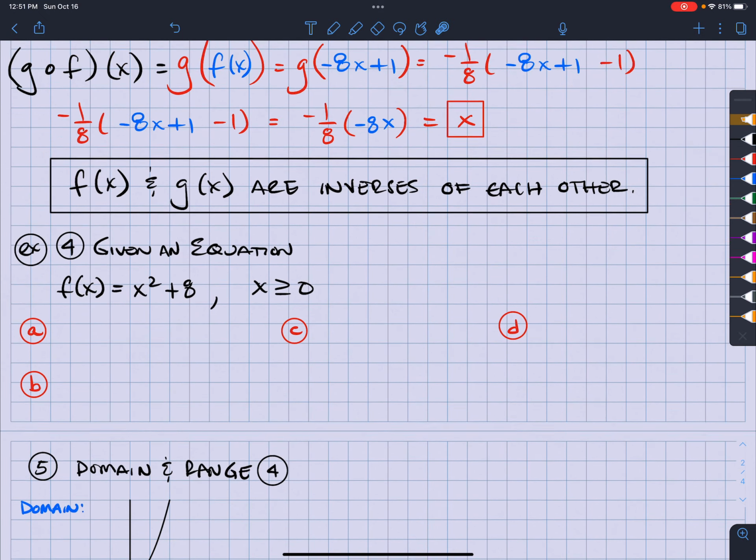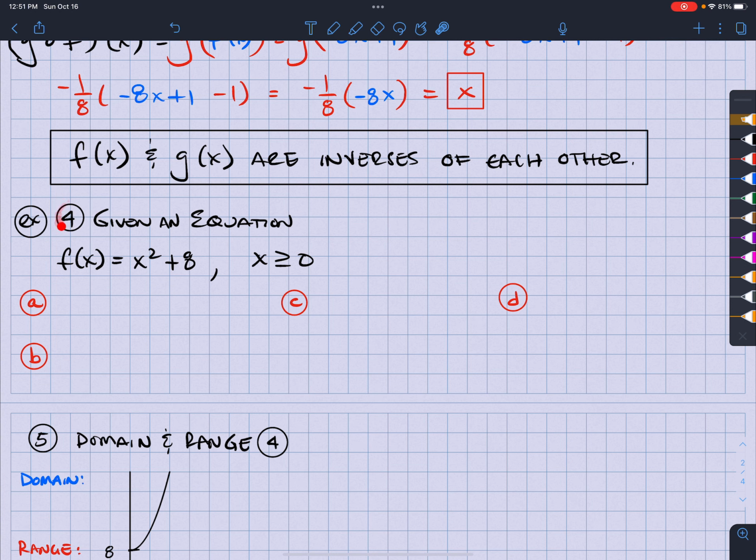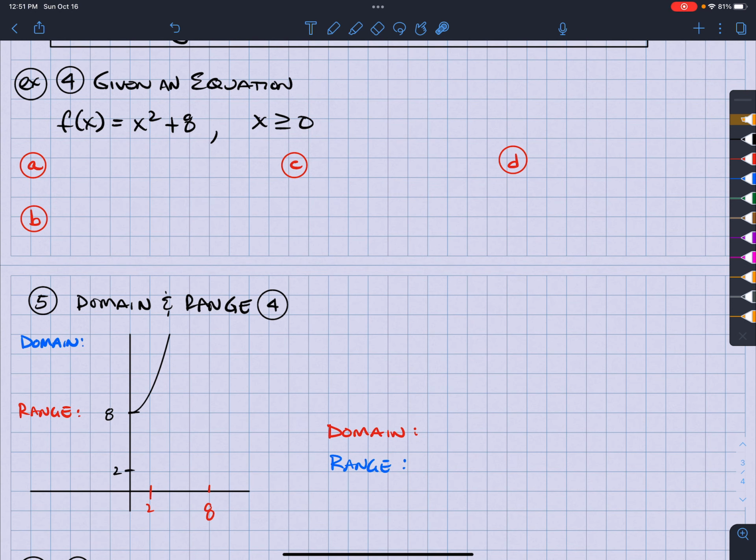Now, it says number 4, given an equation. So I'm given the equation. Now, sometimes you're going to see this, and I'm going to explain to you why you're going to see this. Because I should know that the parent function is a parabola shifted up 8. But this only allows me the right half of the parabola, no left half.